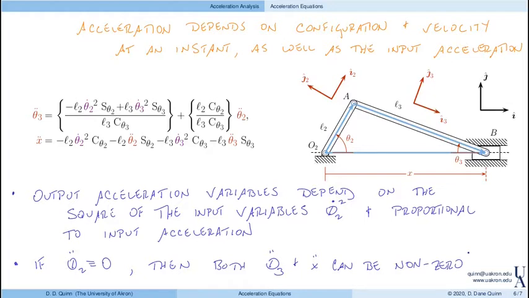So you might be inclined to think, well, if I'm inputting a constant speed, all of my velocity variables should be constant, all my acceleration variables should be 0. But that's not the case here. A constant input speed can still give output accelerations due to the kinematics of this linkage.